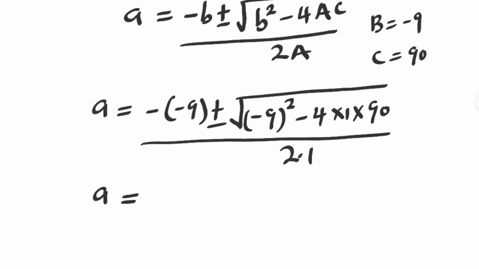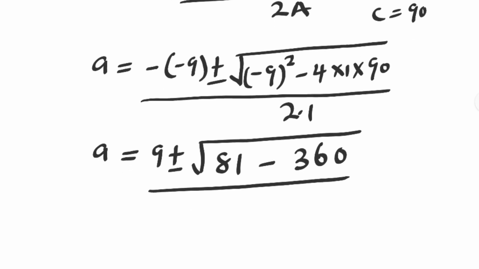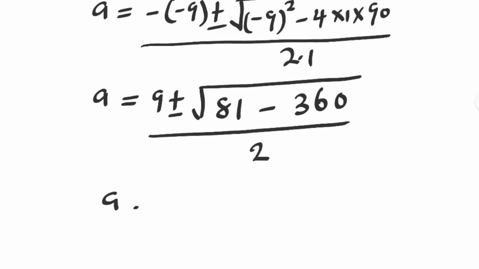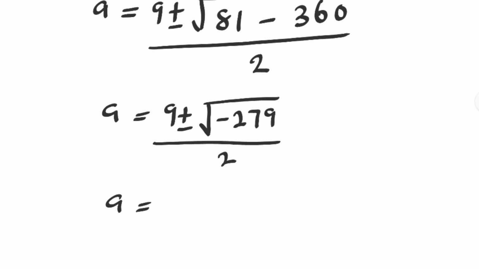A is equal to minus minus 9, this is 9, plus or minus square root of minus 9 square, that is 81, minus 4 multiplied by 1 multiplied by 90, that is 360, all over 2 multiplied by 1, 2. A is equal to 9 plus or minus square root of 81 minus 360, that is minus 279, over 2.